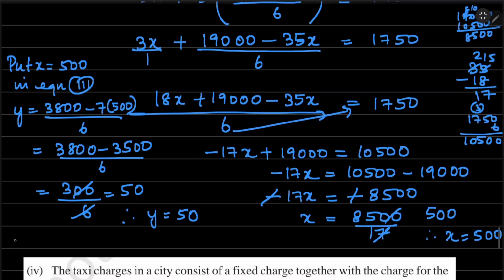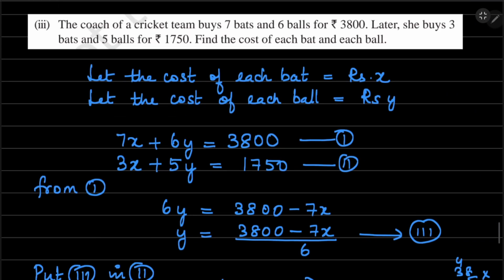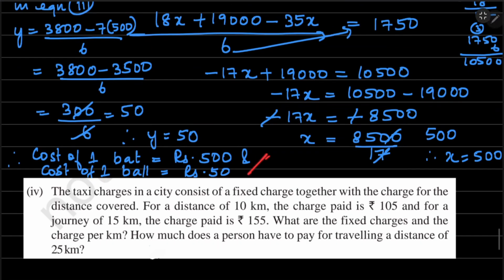So you should finally write, therefore the cost of one bat is nothing but rupees 500 and the cost of one ball is nothing but rupees 50, because that's what we assumed initially, right? X is nothing but the cost of each bat. X we have got as 500 and Y we have got as 50. So fine, this is the final answer. I hope you understood.